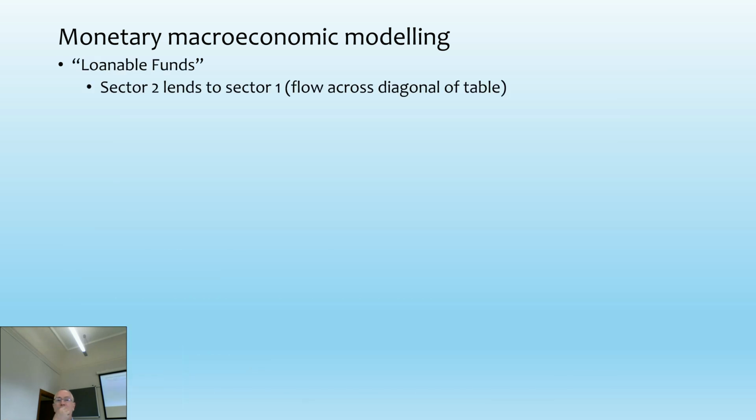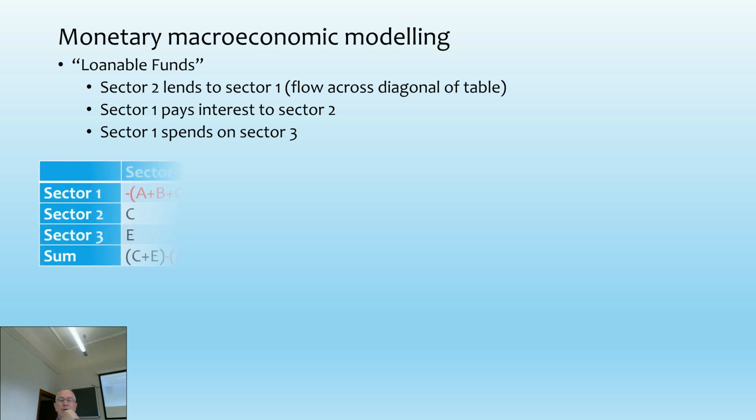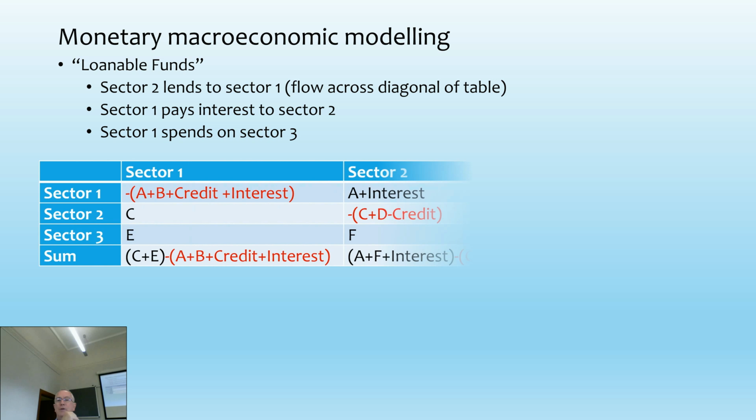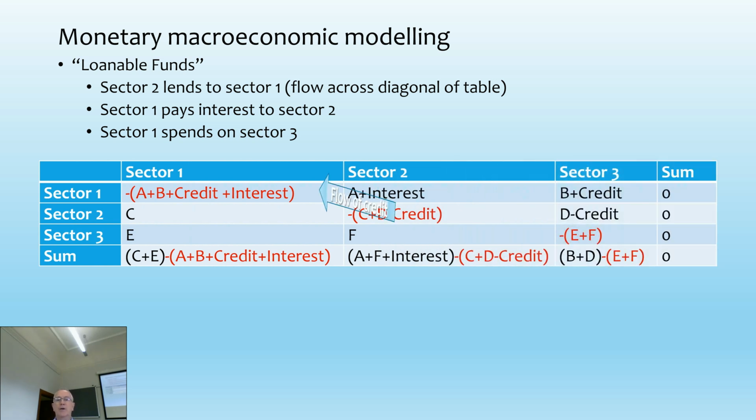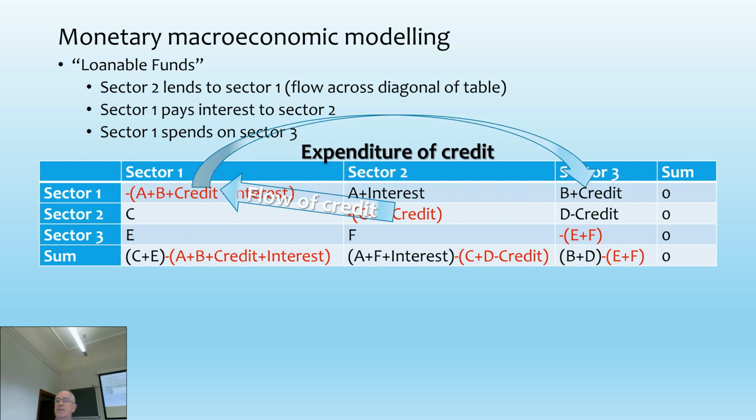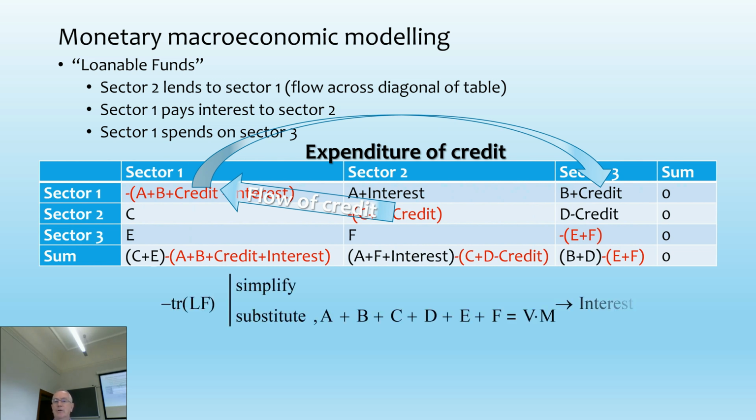Okay? Now with loanable funds, Sector 2 lends to Sector 1, and that's shown as a flow along the diagonal. And then Sector 1, of course, has to pay Sector 2 interest, because if there's a flow of new debt, there must be outstanding debt. So you're paying interest on the outstanding debt. And Sector 1 then spends that borrowed money on Sector 3, because you don't borrow for the sheer pleasure of being in debt. Okay? So you show that, and I'm calling them credit and interest here. So credit is paid from Sector 2 to Sector 1, and credit is then spent by Sector 1 on Sector 3. But because that flow is happening, there's less expenditure by Sector 2 on Sector 3.